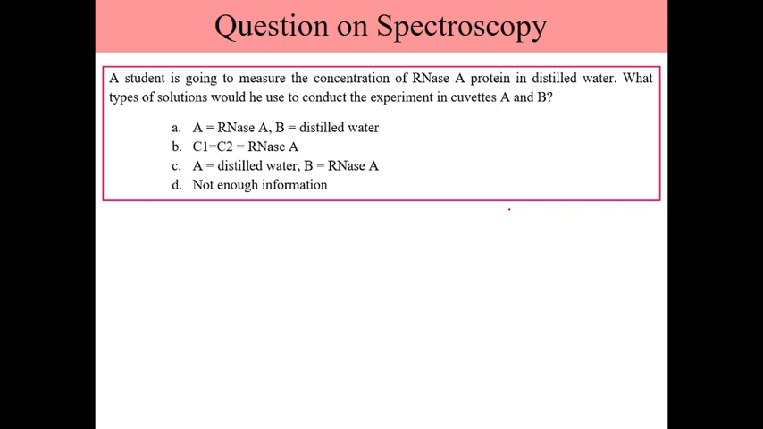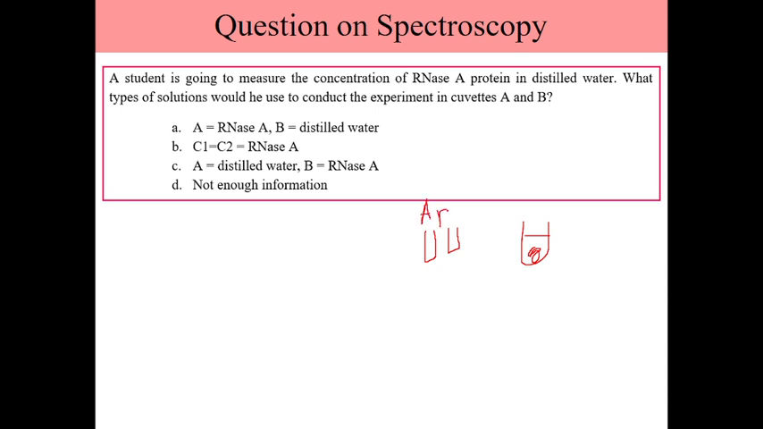So a student is going to measure the concentration of RNase A protein in distilled water. There is a tube in which you have the protein, and then it is filled with distilled water. Now, what type of solutions would he use to conduct the experiments in cuvette A and B? There is a cuvette A, and there is another cuvette B.